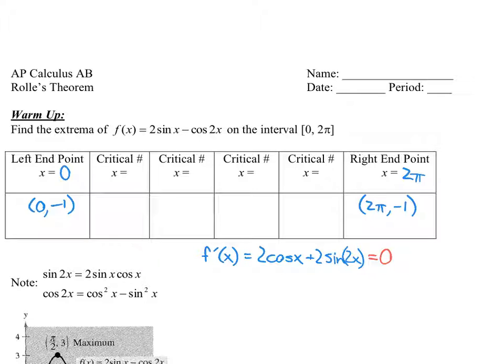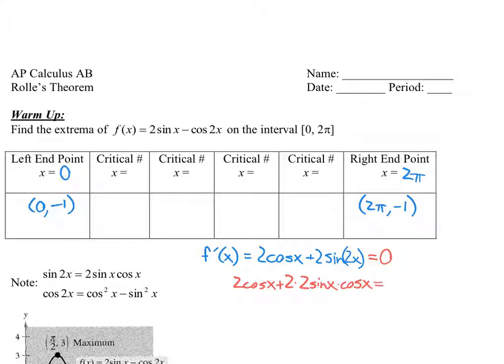We can't subtract 2 sine of x and then divide by cosine and have tangent equals 1, because it wouldn't be tangent because the angles are different. That only works if the angles are the same. So what we're going to do here, I'm going to plug in a 2 sine x cosine x for the sine of 2x. So I have a 2 cosine x plus 2 times 2 sine x times cosine x.